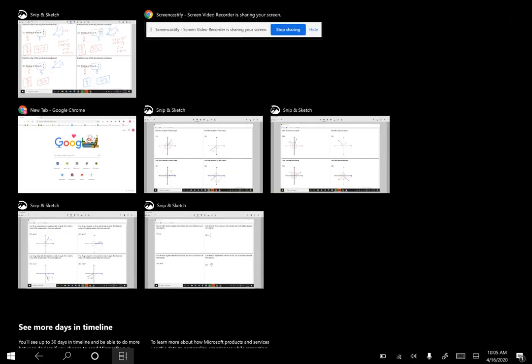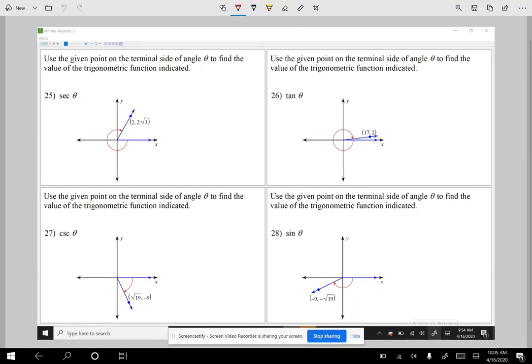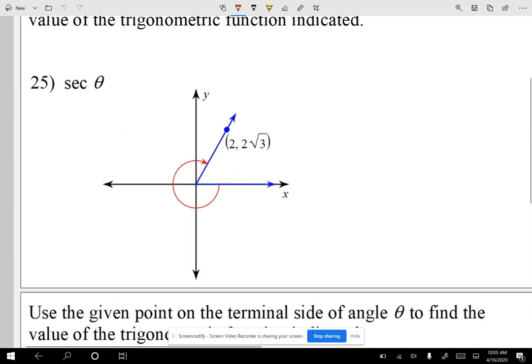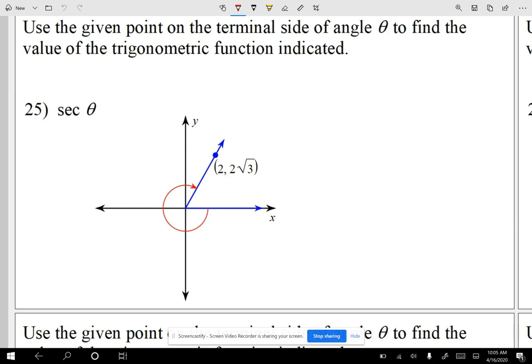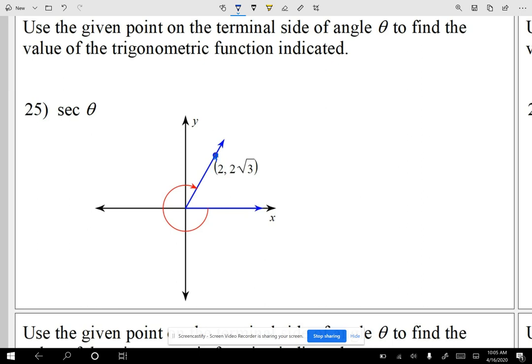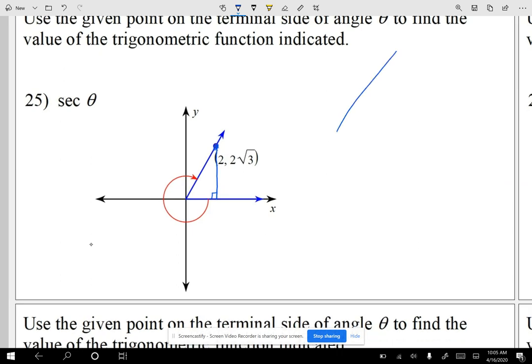Now let's take a look at question number 25. Use the given point on the terminal side of angle theta to find the value of the trigonometric function indicated. Okay, so I am going to create a triangle. From the point that I'm given, that terminal point, I'm going to connect it with my x-axis. That way I have a right triangle. If you notice, I have this triangle. Now, the corner that is at the vertex, I'm going to call that theta. So that means that's my theta.